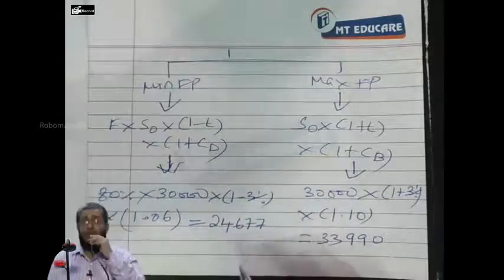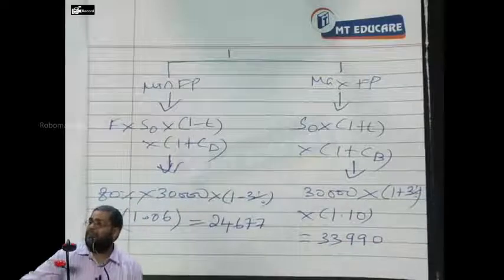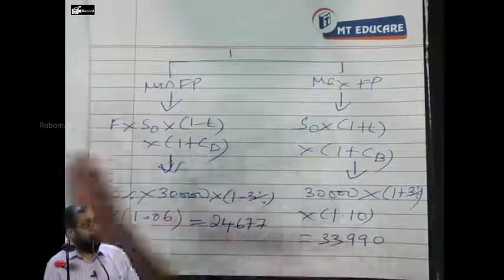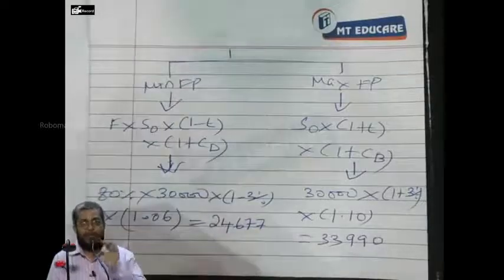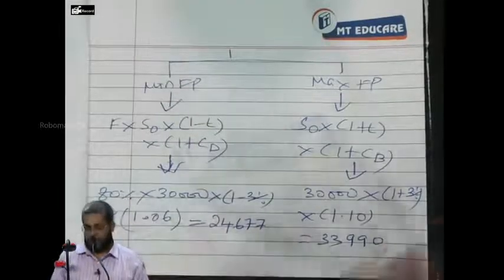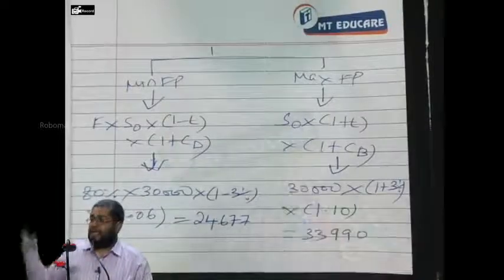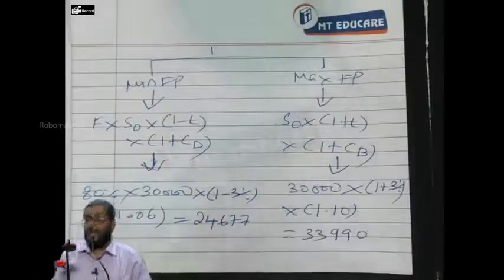24,667 is the maximum amount I am willing to pay for the futures. Everybody, are you following? Then this is going to be the minimum futures price. Below this, I'll be making an arbitrage profit. Yes or no? Come to the maximum. Now, in this case, I'll be selling in futures and buying at spot.